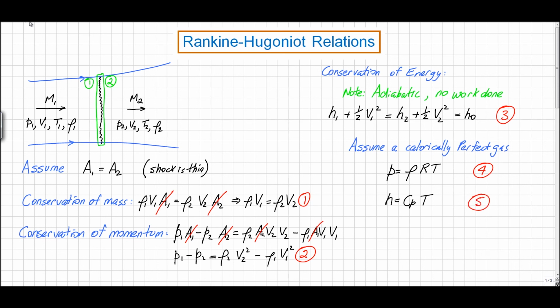The last equation we're going to use relates to the speed of sound. So a is our speed of sound, so a squared is γP over ρ, so we can relate the speed of sound to the pressure and the density through the ratio of specific heats. And that'll be our equation 6.